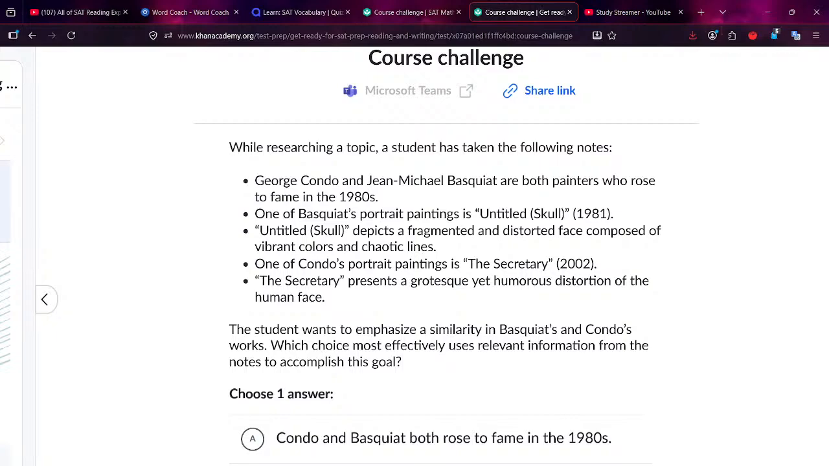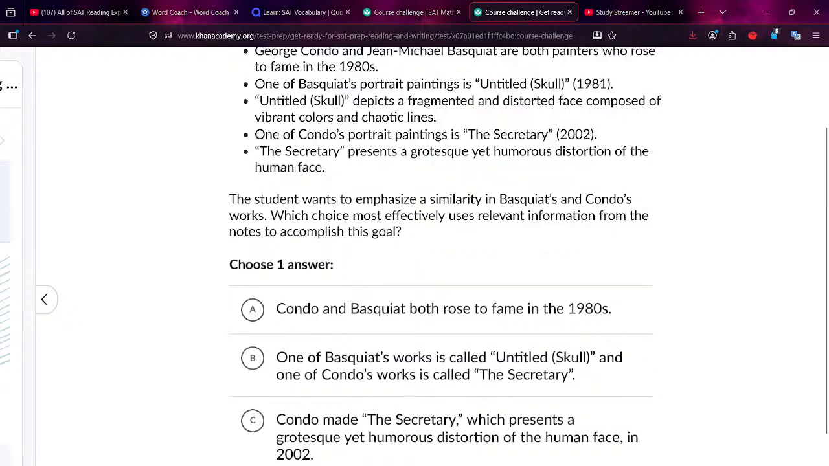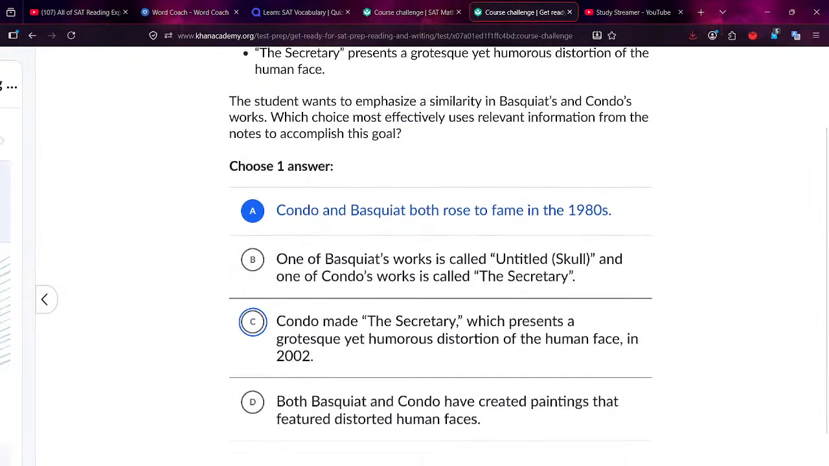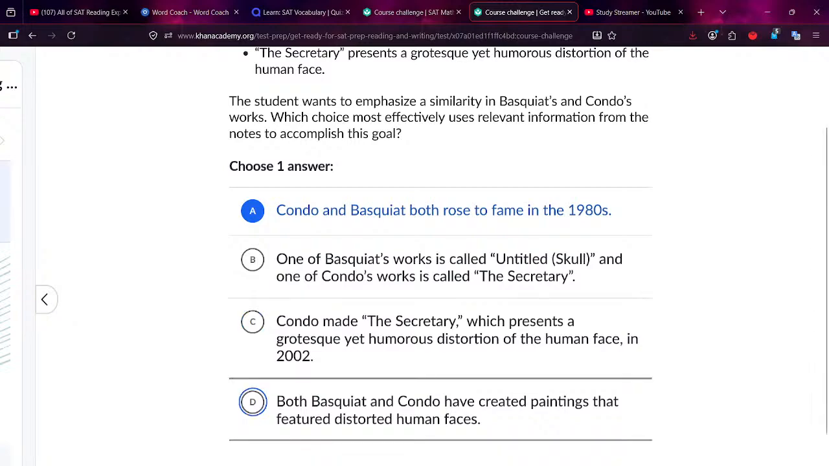While researching a topic, a student has taken the following notes. Okay, so like the video said, let's not do this, let's go to this part first. The student wants to emphasize the similarity between their works. They both blank. This makes sense. One of blank and one of blank. So this is not a similarity. This is not it. Both blank have creative paintings.